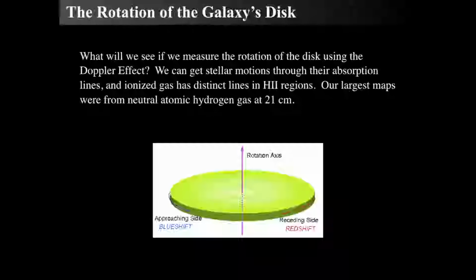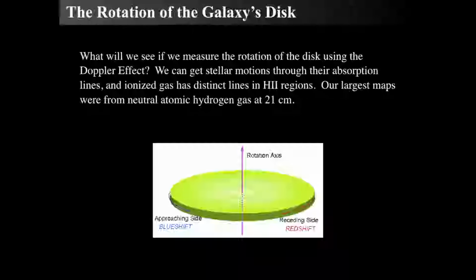So one of our big things that we want to talk about, we mentioned that the galaxy is rotating. We talked about that extensively when we talked about spiral arms. So what do you see if you measure the rotation of the disk of the Milky Way using the Doppler effect on the gases? Well, you find that there are motions. You can get the stellar motions from their absorption lines. And ionized gas has distinct emission lines, and those come from, say, ionized hydrogen, or H II regions. There are also other gases in there as well, such as ionized oxygen, neon, and carbon. They're pretty good. But in any event, the largest maps that we can get are from neutral atomic hydrogen at 21 centimeters, or H I regions.